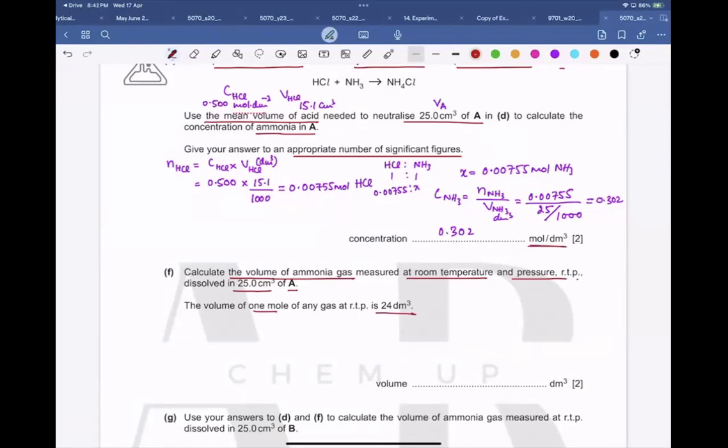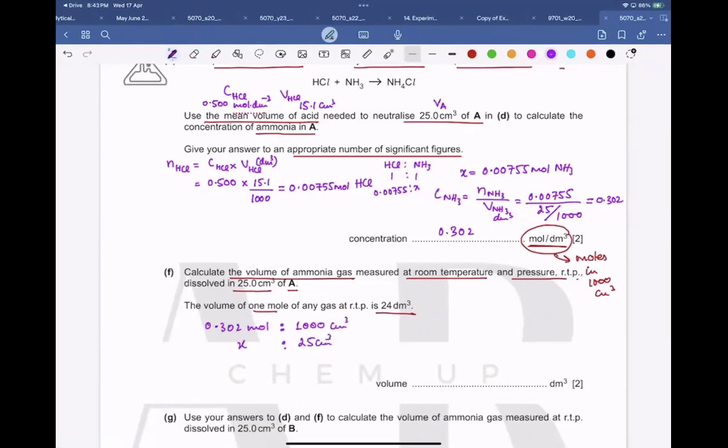Okay, what does 0.302 mole per dm cube mean? Isn't it that this means moles in 1000 centimeter cube? That's what mole per dm cube is, isn't it? Is this understandable to all of you? Okay, so I can make the ratio over here that 0.302 moles are present in 1000 centimeter cube. So if there is 25 centimeter cube, then it must have X number of moles.